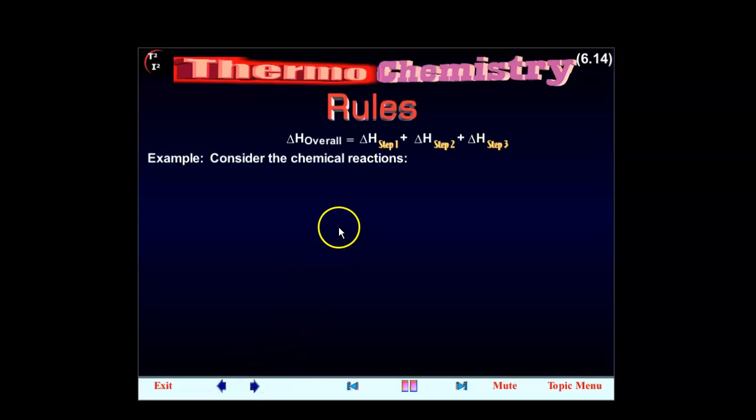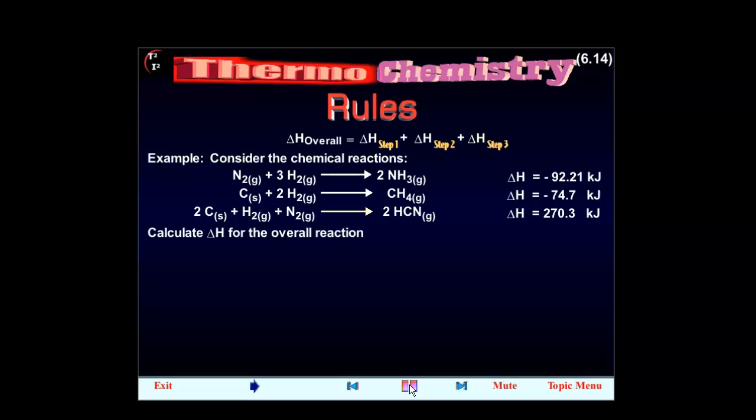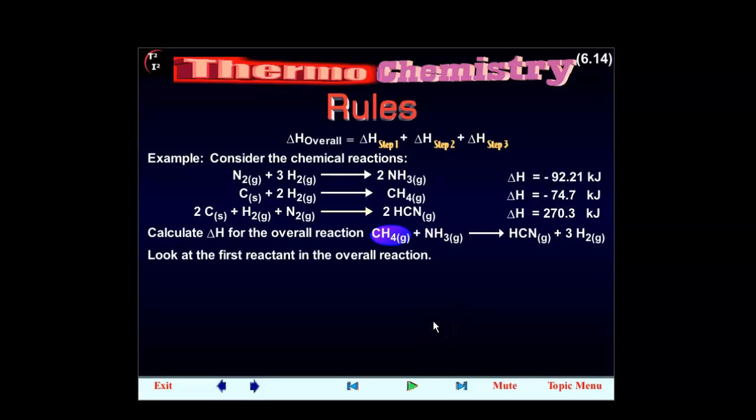Example. Consider the chemical reactions. Calculate delta H for the overall reaction. All right, I want you to solve this problem and see how you're going to do it. In our next lesson, we're going to start from here so that we see the solution to this problem.